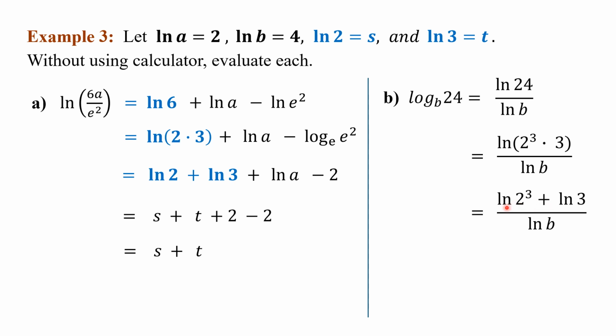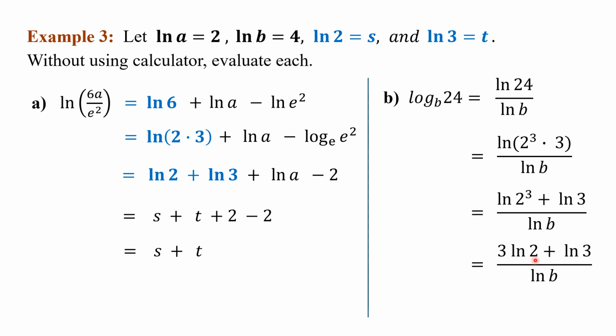Since there is no ln of 8 or ln of 2 cubed given, do not write this as S cubed. ln 2 is S. This is ln of 2 cubed. It's different. This is not the cube of ln 2. This is ln of 2 cubed. So what we can do here is apply the power property, putting the 3 as the coefficient of ln. So this is 3 ln 2 plus ln 3, divided by ln b.